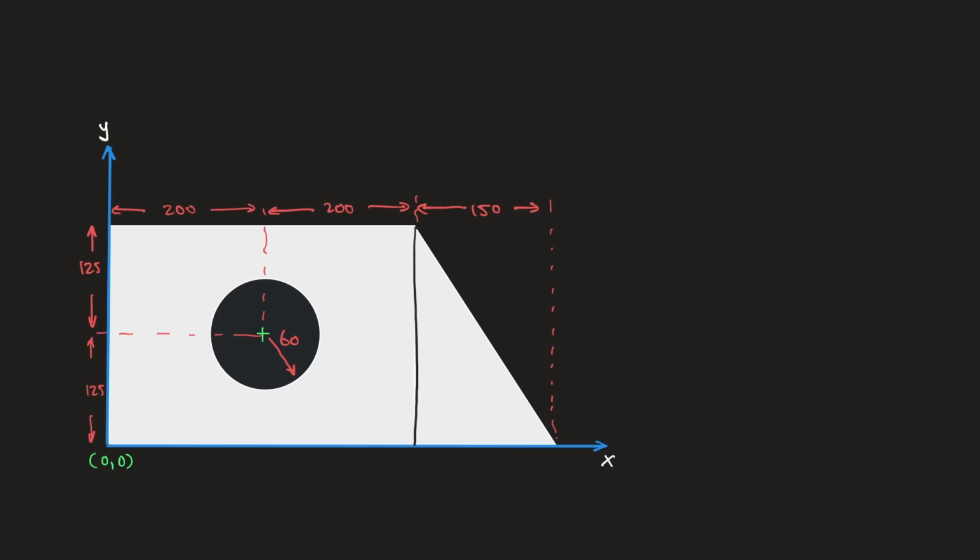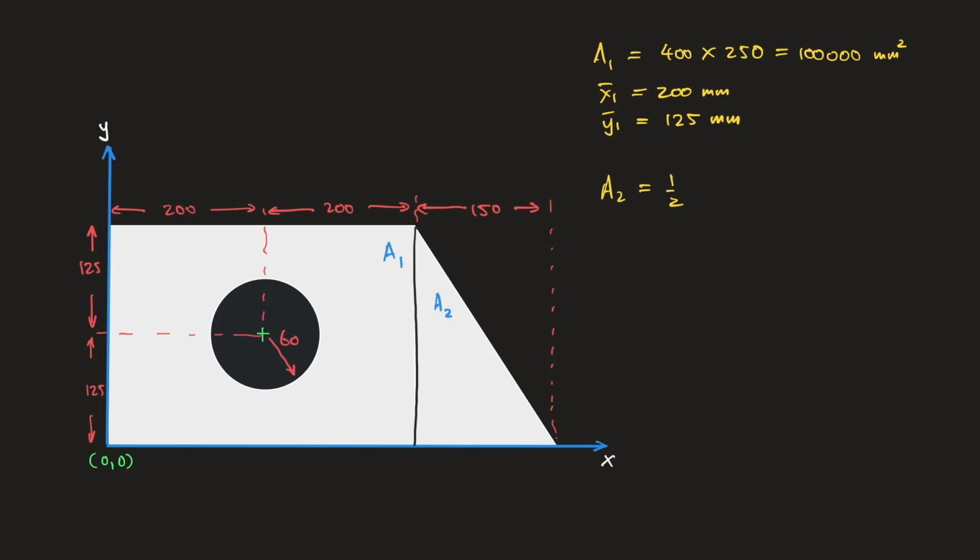Shape 1, rectangle. So the rectangle spans the full height of the shape, 250 millimeters, and it's 400 millimeters wide. So the area is A1 equals 400 times 250, which gives us 100,000 square millimeters. The centroid of a rectangle is just at the middle. So x bar 1 is 200 millimeters, y bar 1 is 125 millimeters. Easy, right?